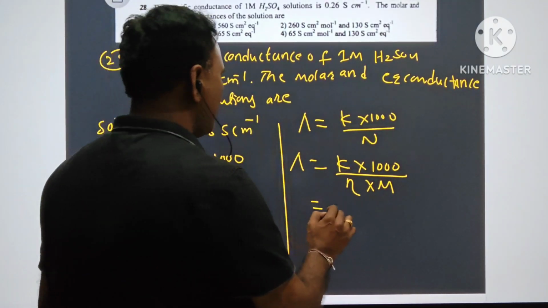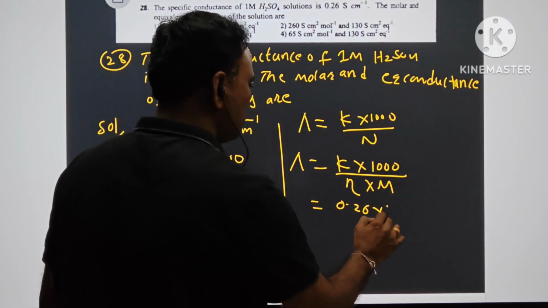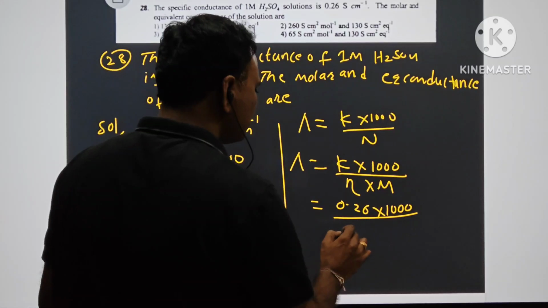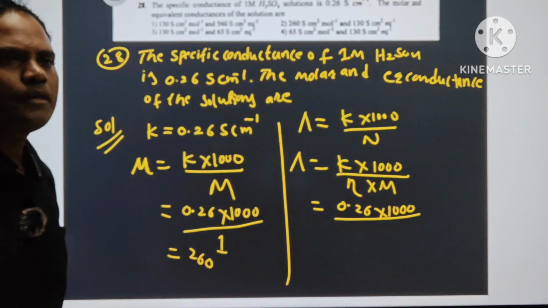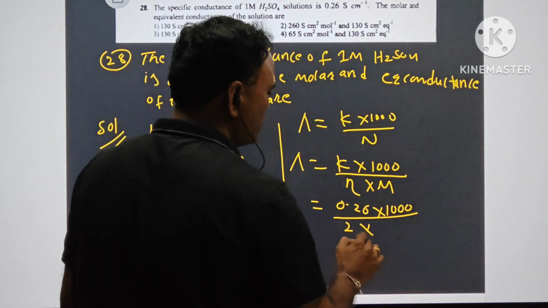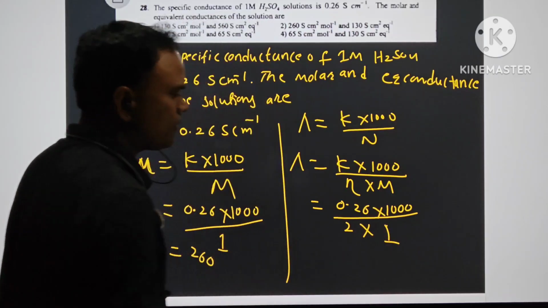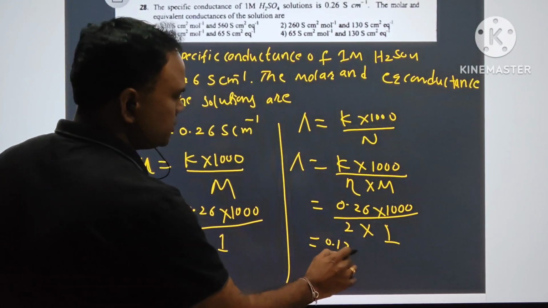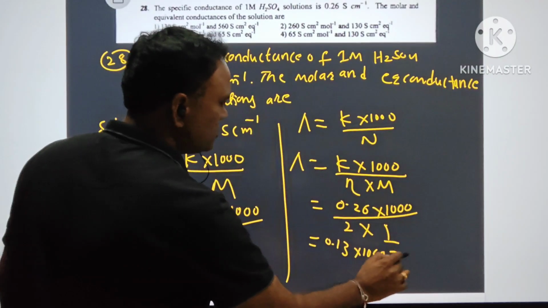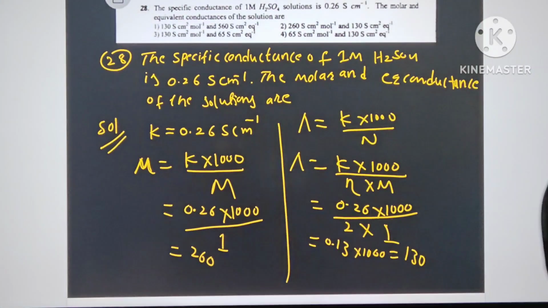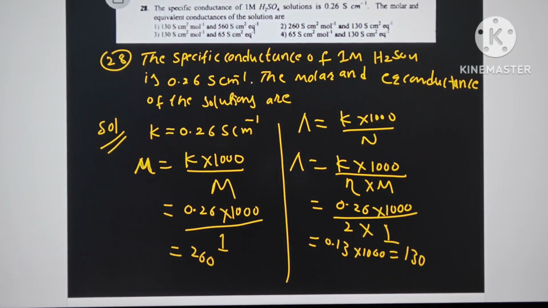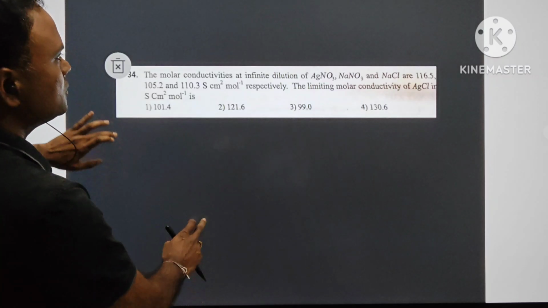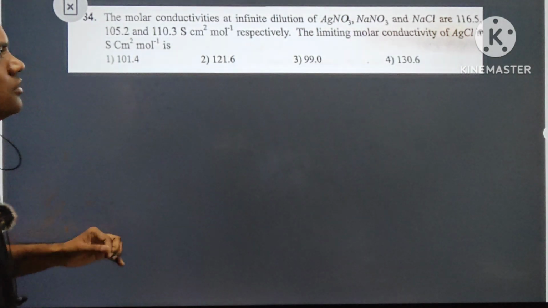Now substitute the values: 0.26 into 1000 divided by N factor for sulfuric acid, H2SO4. It will give 2 hydrogens, and molarity is 1. So 0.13 into 1000, that is equal to 130. You can do it directly if you are able to.